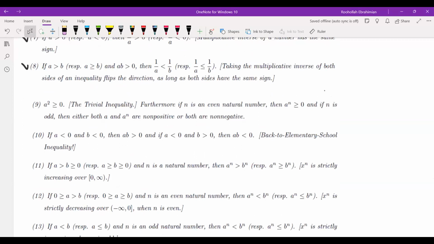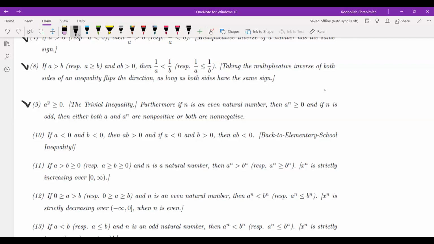Next inequality is called the trivial inequality. This is also one of those inequalities that is pretty useful to know. If you take a real number, any real number, when you square it, you get something that is greater than or equal to 0. In fact, any real number raised to an even power is greater than or equal to 0.